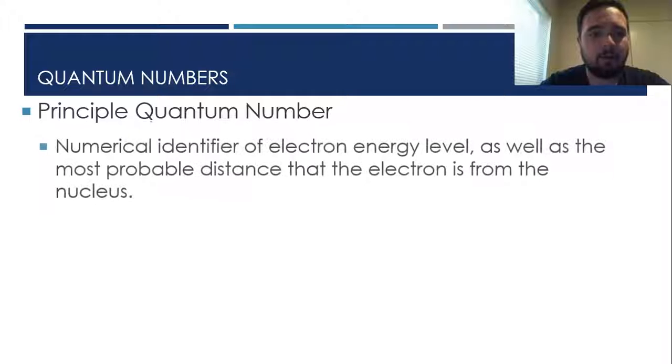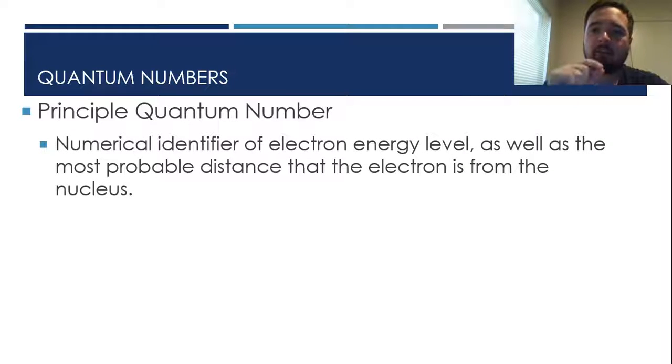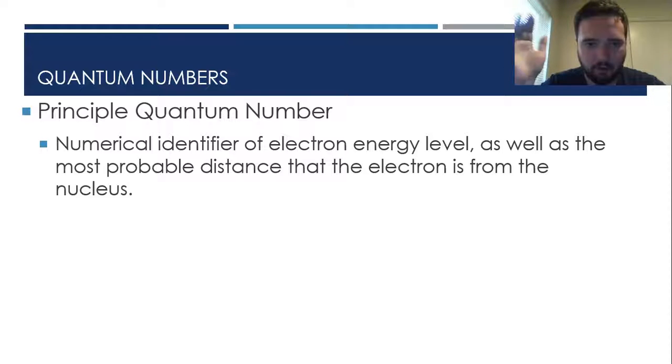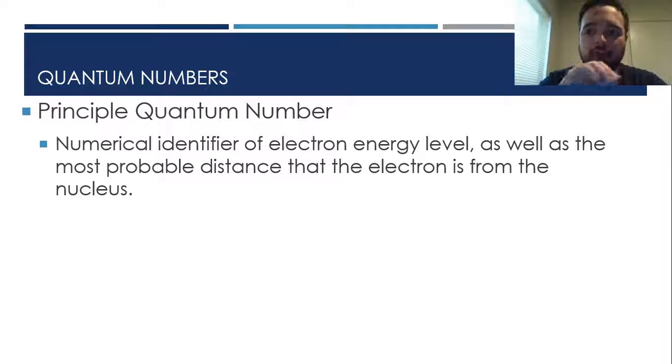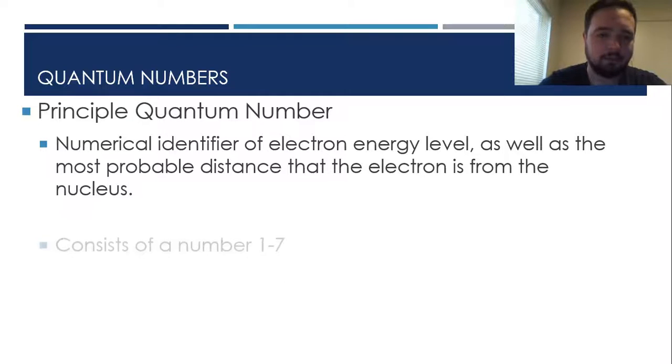So the principal quantum number is the numerical identifier of the electron energy level, as well as the most probable distance that the electron is from the nucleus. Going back to the Bohr model, each of those orbits is assigned a principal quantum number, 1, 2, 3, 4, and so on. That principal quantum number, or principal energy level, is what tells us where that electron relatively is and how much energy is within it.